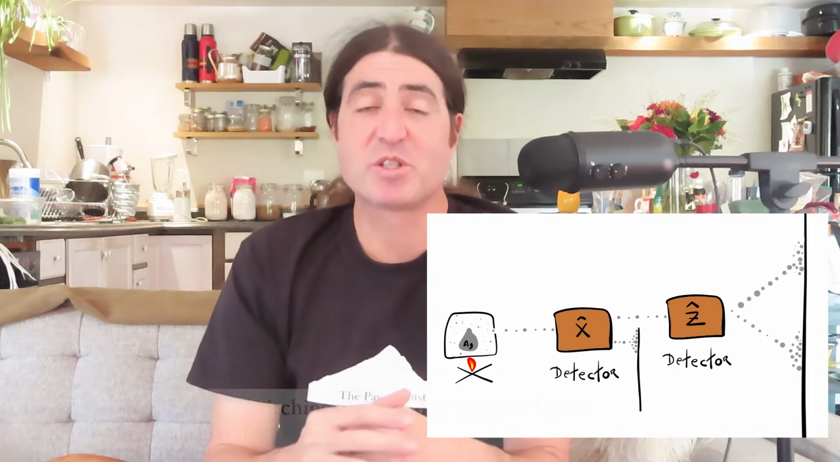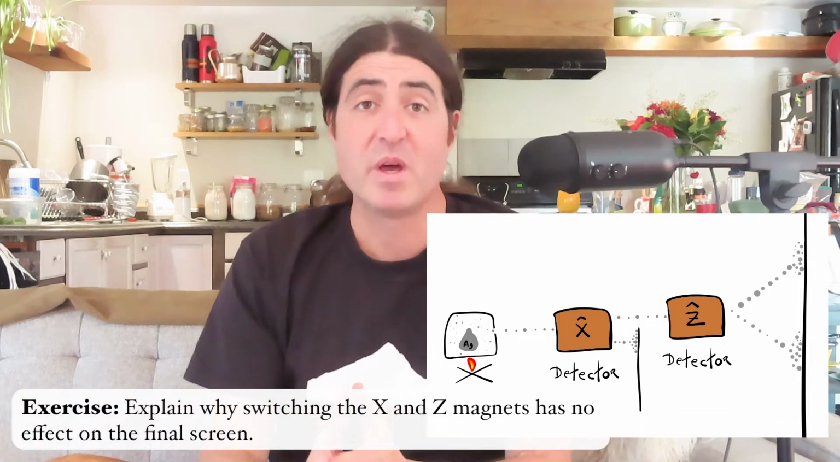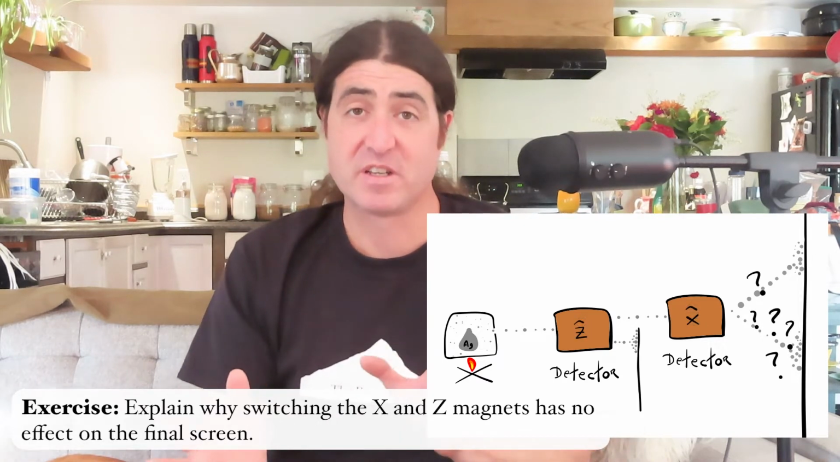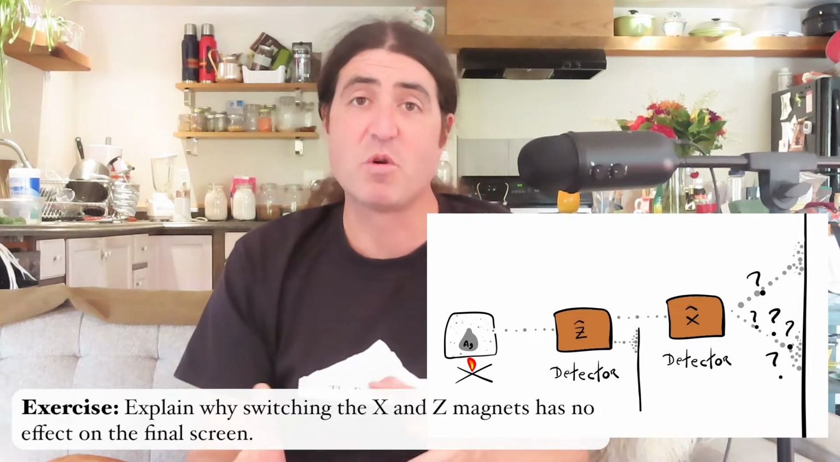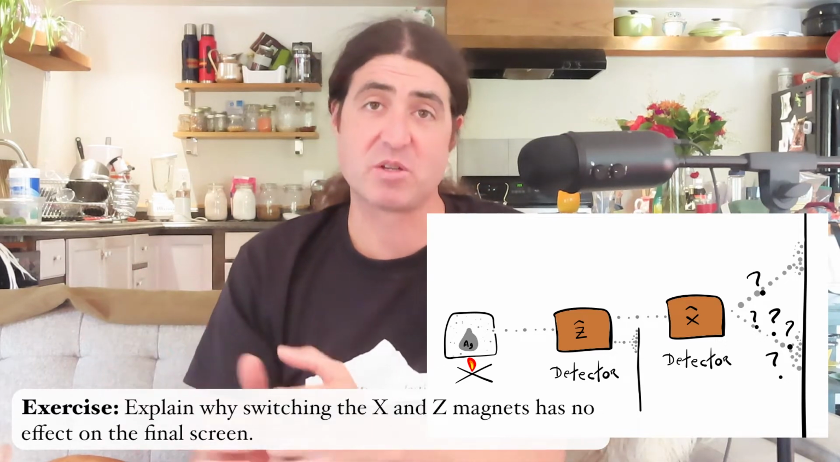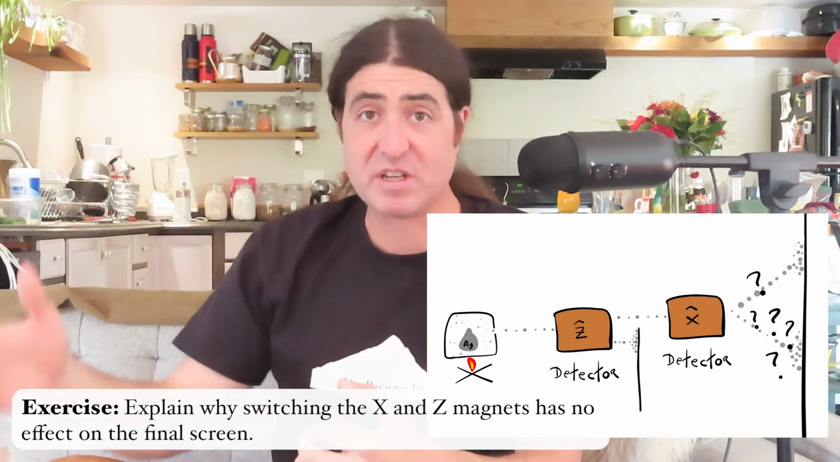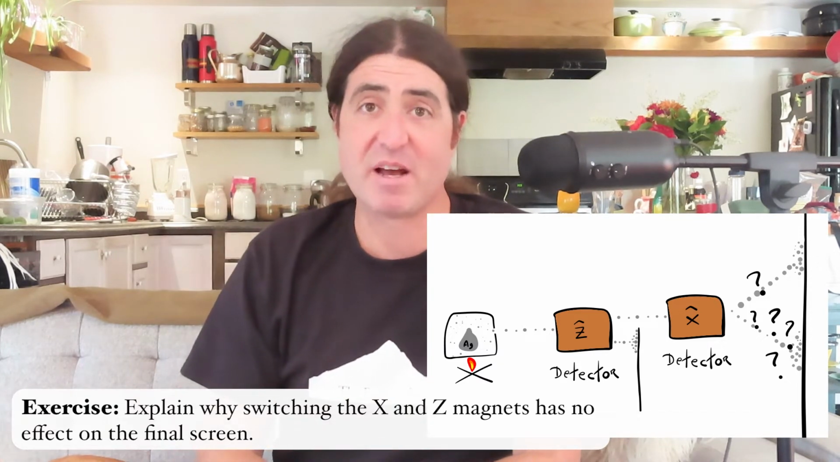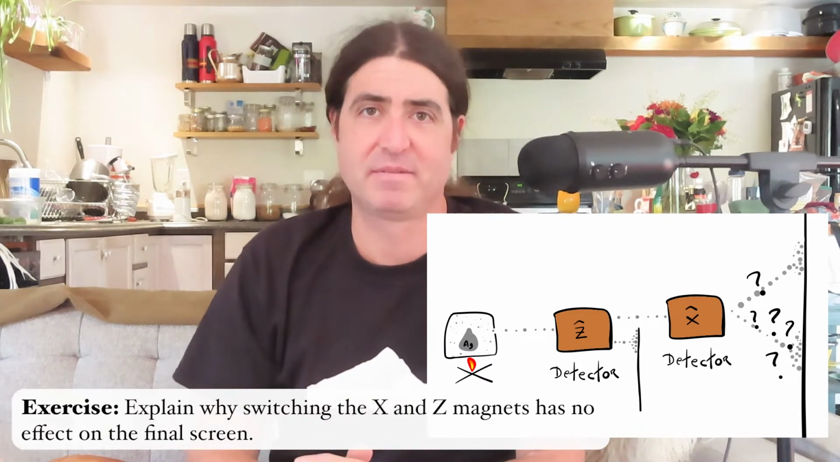To make sure you understand what's going on, here's another exercise for you. If we had instead situated the beams so that the first Stern-Gerlach device was rotated in the z direction and the second Stern-Gerlach device was now in the x direction, we would see on the screen exactly the same thing. Two perfectly split up and down beams. Explain why.